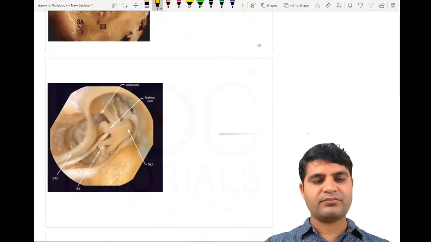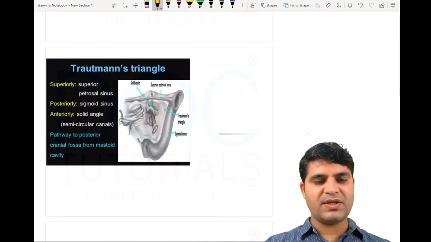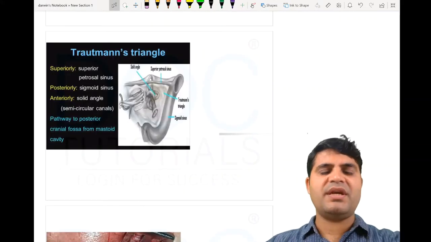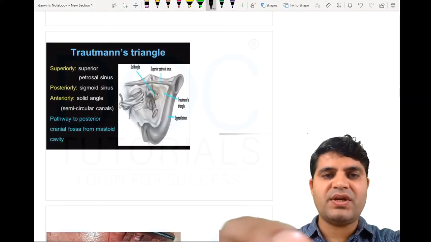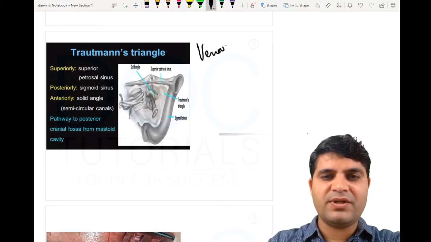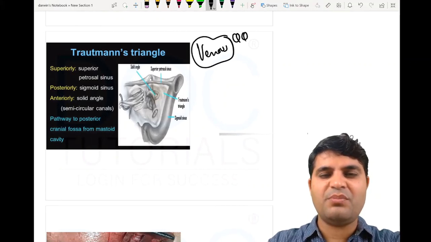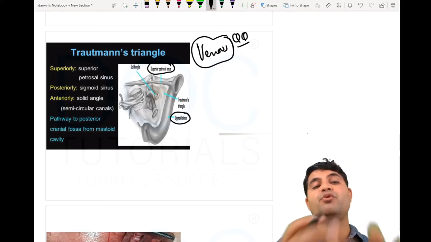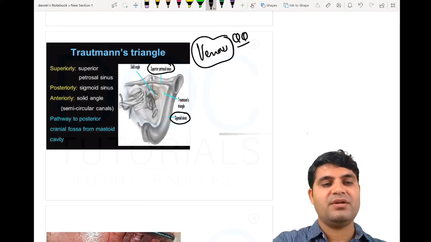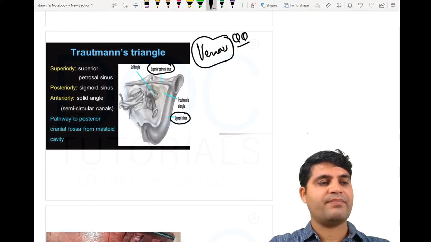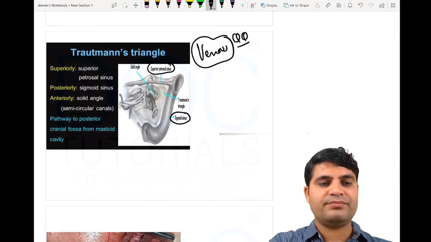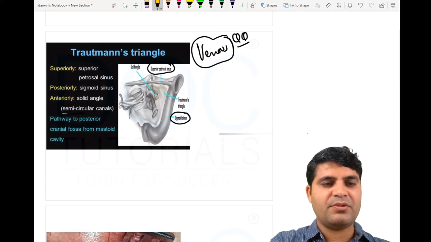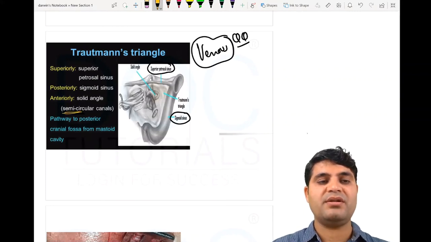Yes, and these are some dissections. Trotman's triangle, you should also remember as the venous triangle. If you remember venous, then two boundaries you will automatically remember. One is the sigmoid sinus, second is the superior petrosal sinus, and third is the bony labyrinth. You can see semicircular canals here. Clear? So like this you are able to remember. So this is Trotman's triangle.